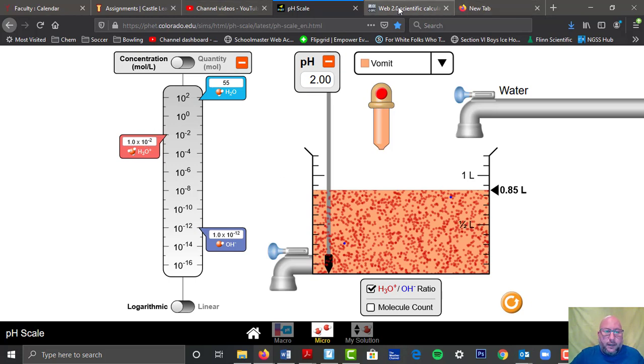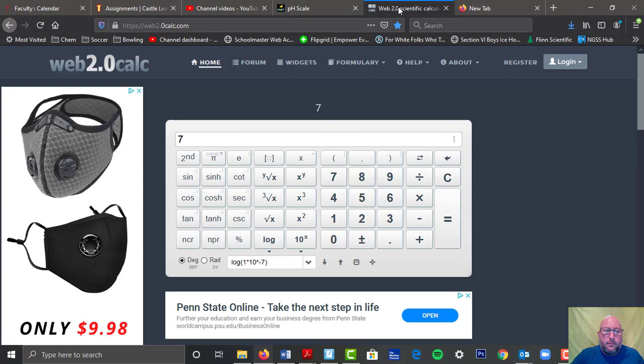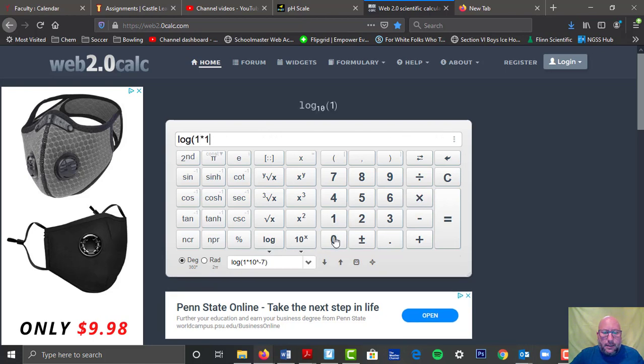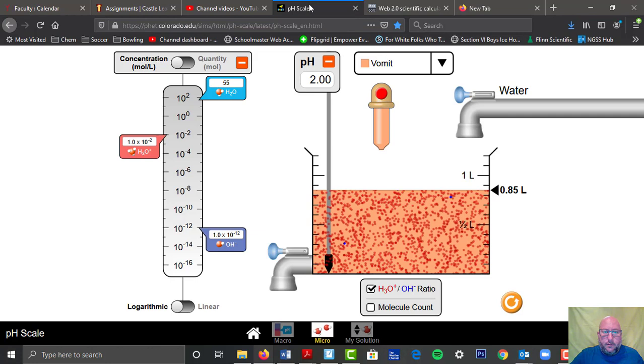So if I go to my calculator, if I take that number and I take the negative logarithm of it, so let's take the logarithm of 1 times 10 raised to the negative 2, I get an answer of negative 2, but if I take the negative of that, it gives me 2, which is what my pH is.